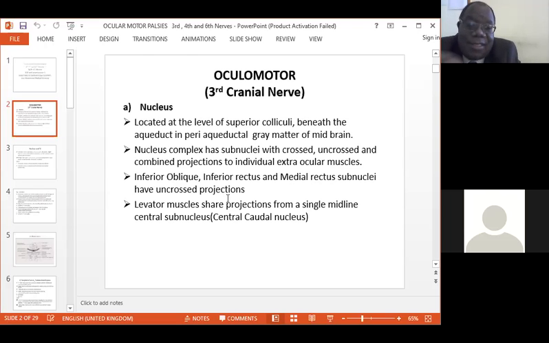Please, as you study, you must understand this situation. Because if you don't understand, and it's the left muscle which is weak, you will think, okay, it's the left nucleus, it's the left nerve. But a question might come: where is the nucleus for these fibers? You should be able to tell us where the nucleus is.